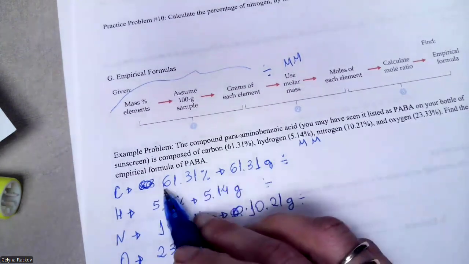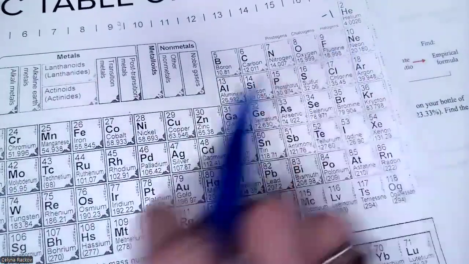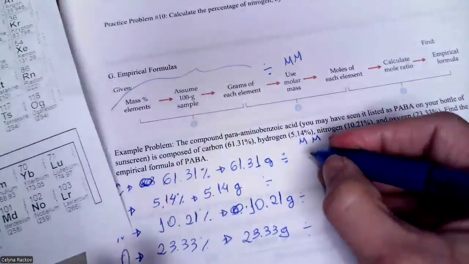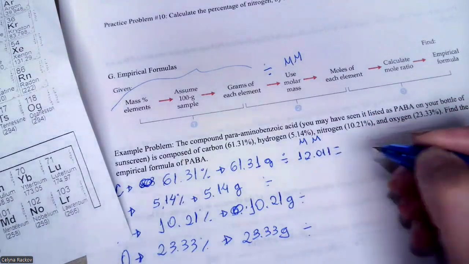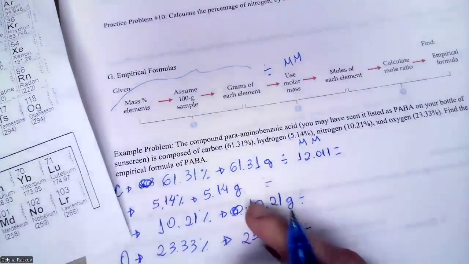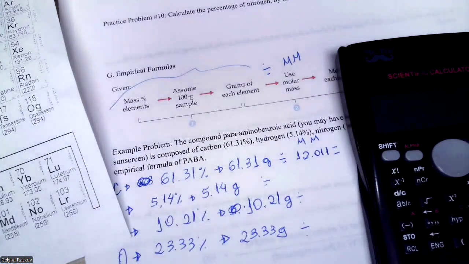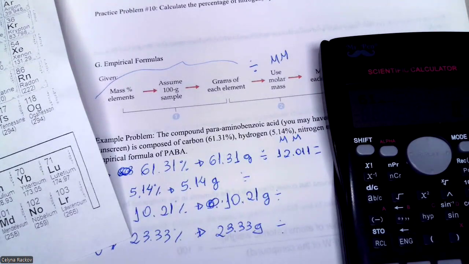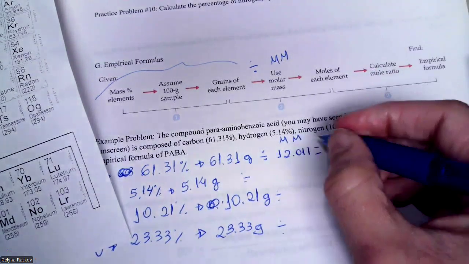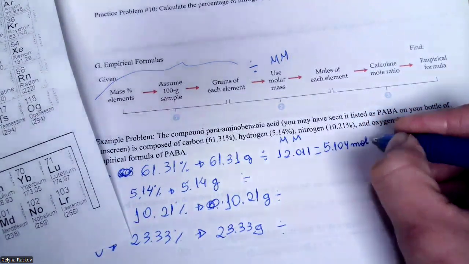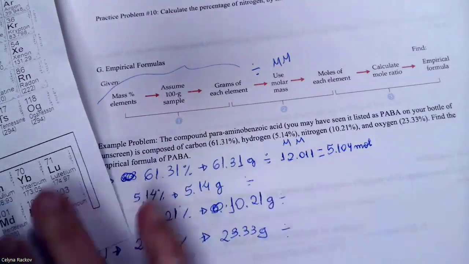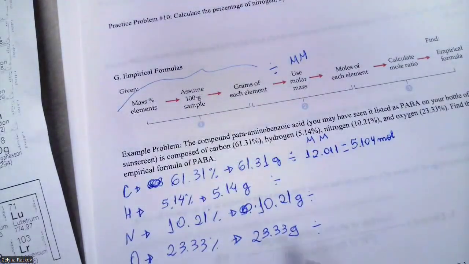What's the molar mass for carbon? 12.011, right? So let's divide here, 61.31 divided by 12.011. So we have 5.10 moles of carbon. So we're going to do the same thing with hydrogen, nitrogen, and oxygen, right?